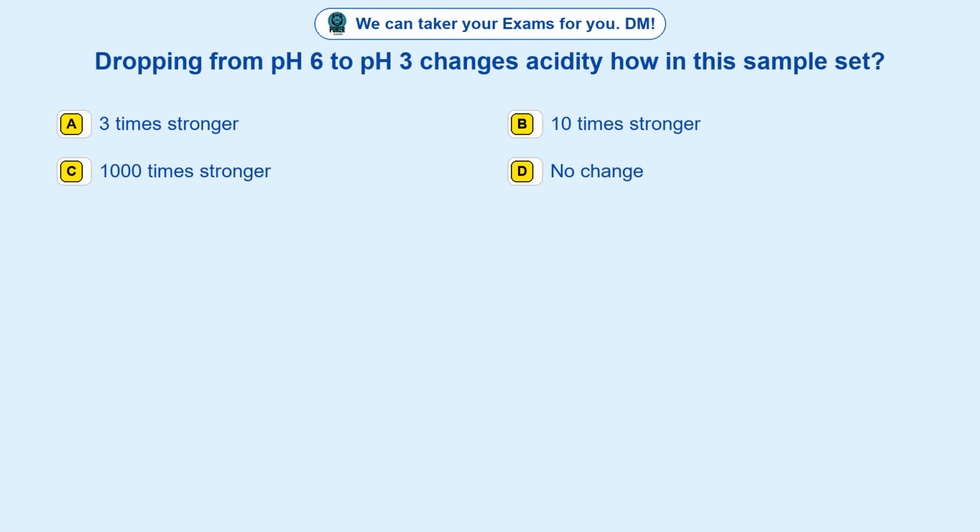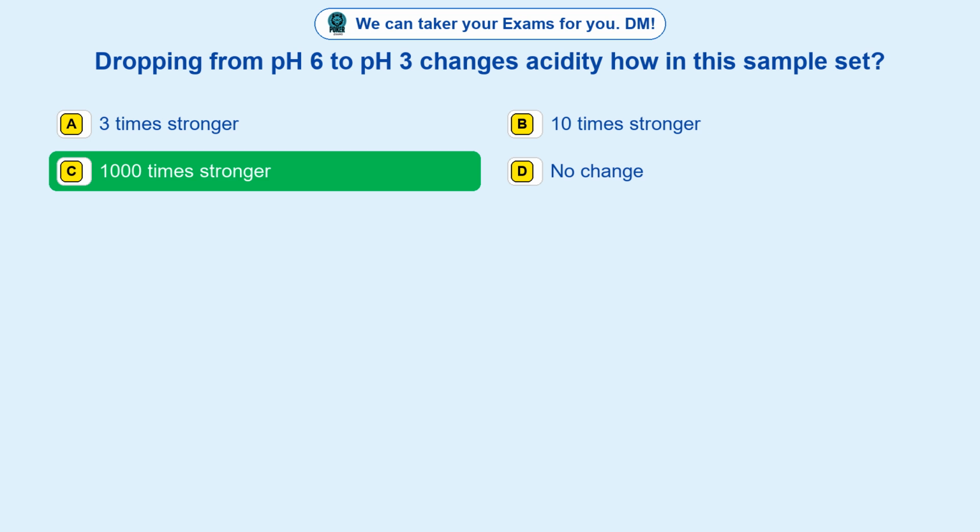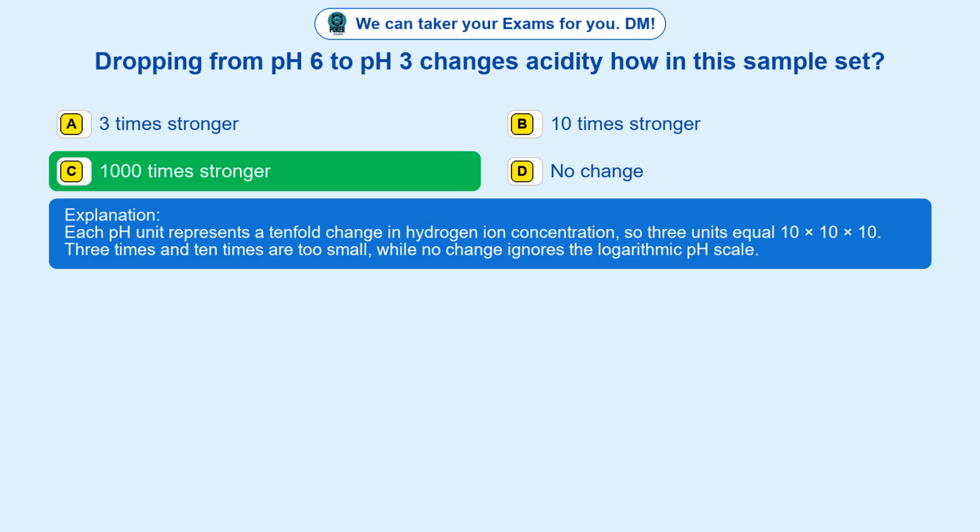Question 53. Dropping from pH 6 to pH 3 changes acidity how in the sample set? Option A, 3 times stronger. Option B, 10 times stronger. Option C, 1000 times stronger. Option D, no change. The correct answer is option C. 1000 times stronger. Each pH unit represents a 10-fold change in hydrogen ion concentration, so 3 units equal 10 times 10 times 10. 3 times and 10 times are too small, while no change ignores the logarithmic pH scale.